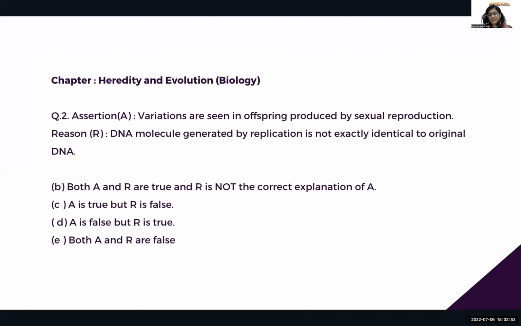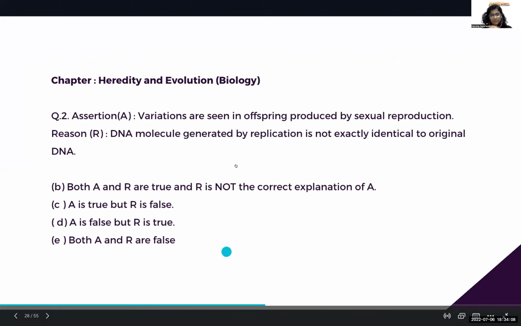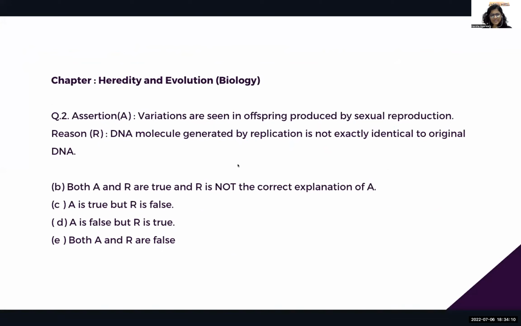Okay, moving to the next, again assertion and reasoning. Assertion: variations are seen in offspring produced by sexual reproduction. Reason: DNA molecule generated by replication is not exactly identical to the original DNA. Answers to this, teachers. Okay, very different answers from everyone. So what is your answer for this question, which is on the screen right now? B, C, D, or E? Come on, what is your answer?